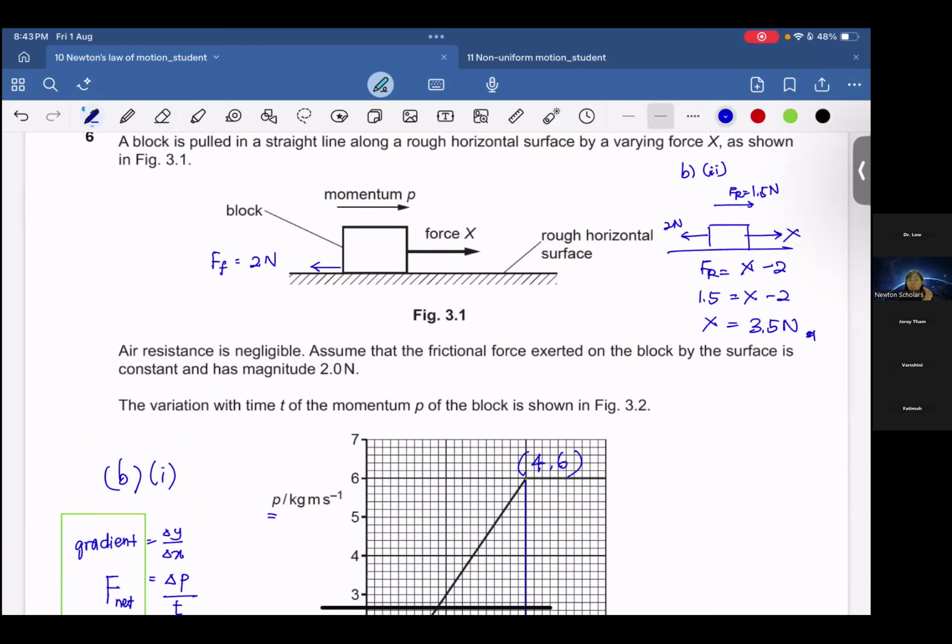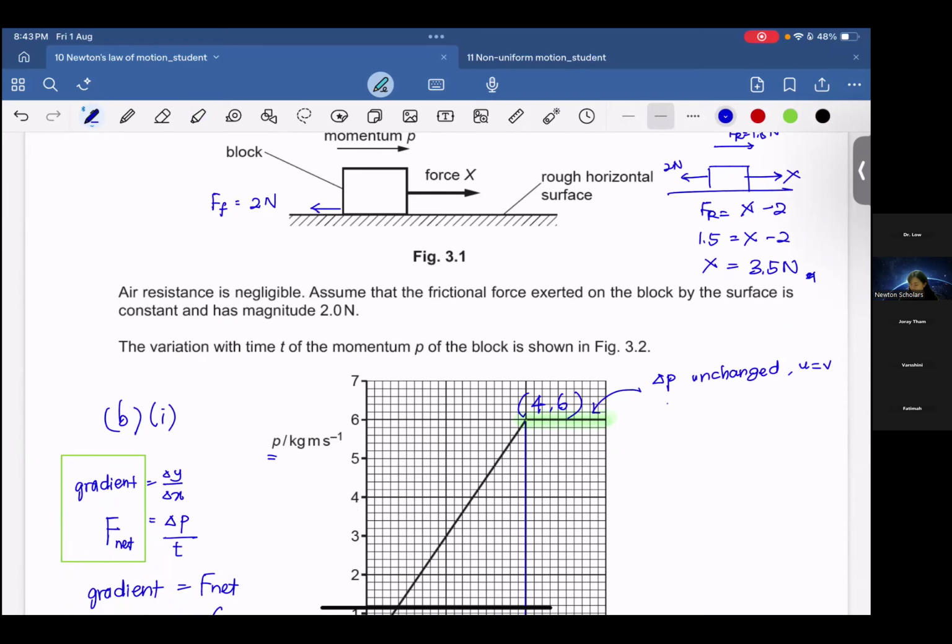Use this idea. I take some note. This is unchanged. So U and V are the same. That means constant velocity. So, yeah, correct. How about others? What do you think? I gave you some hints already. Second section here, there is no change in momentum. They are moving with constant velocity.